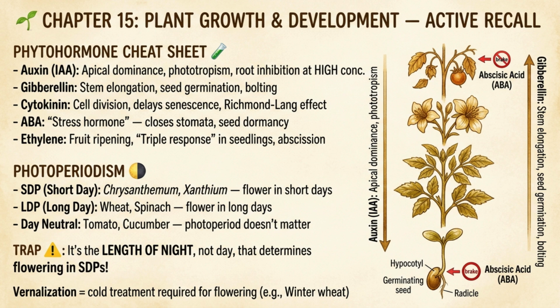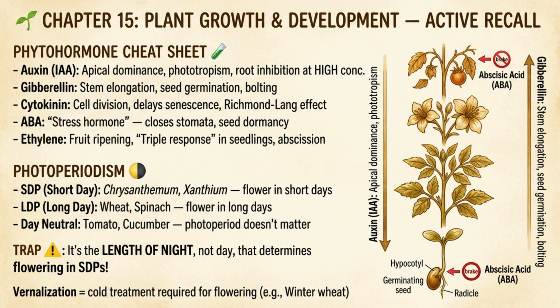Cytokinins promote cell division and delay leaf senescence. The Richmond-Lang effect shows cytokinins keep leaves green longer. Abscisic acid is the villain. It closes stomata under drought stress and maintains seed dormancy. Ethylene is the only gaseous hormone. It ripens fruits, causes the triple response in seedlings, which is horizontal growth, stunted growth, and exaggerated plumular hook.